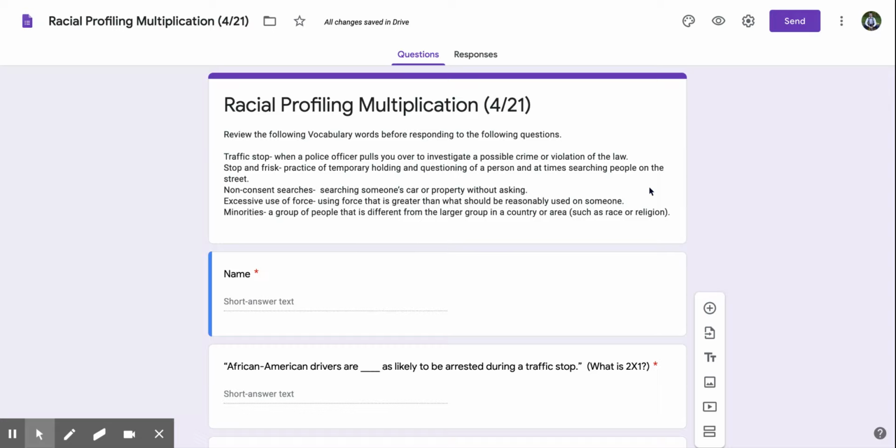And finally, we have minorities, and I'm pretty sure we're all aware of what this term means, but it is defined as a group of people that is different from the larger group in a country or a certain specific area. And that could be either racially or based on religion. We see it a lot referencing race.